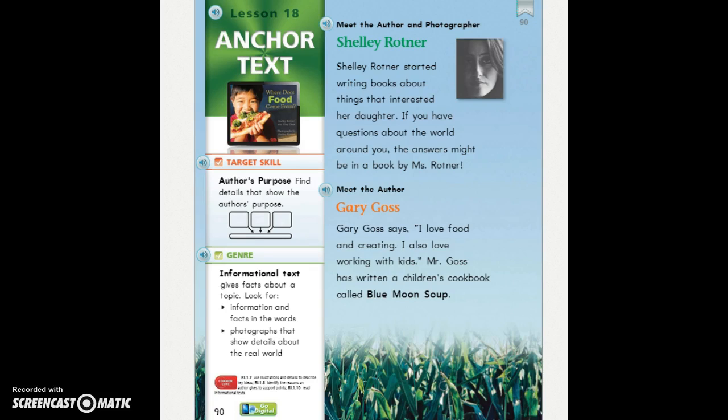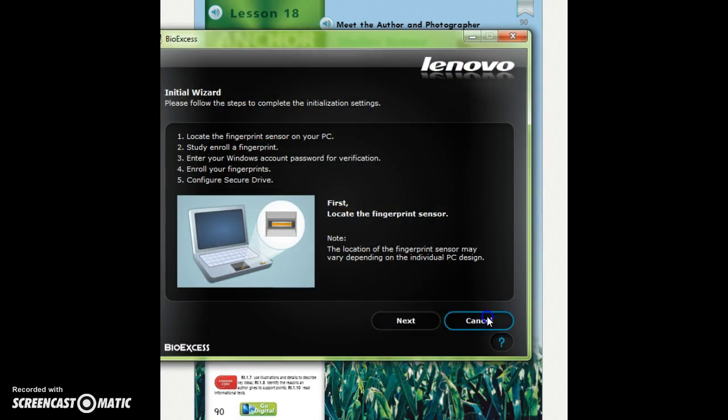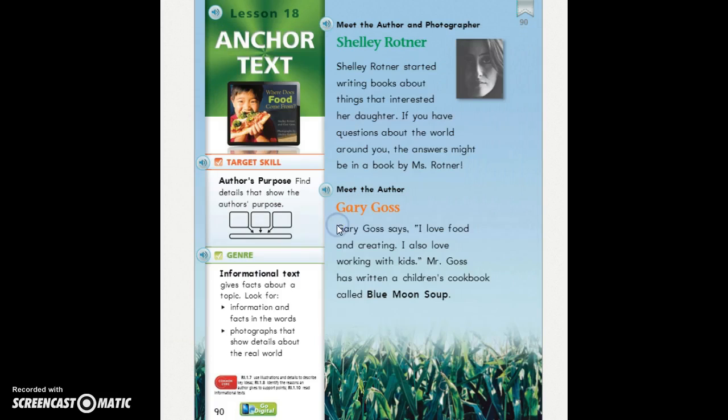Turn with me to page 90. There's that graphic organizer again that will help you list information you find about the author's purpose. Informational text gives facts. Informational text gives facts about a topic. In informational text, you're going to look for information and facts in the words and photographs that show details about the real world.